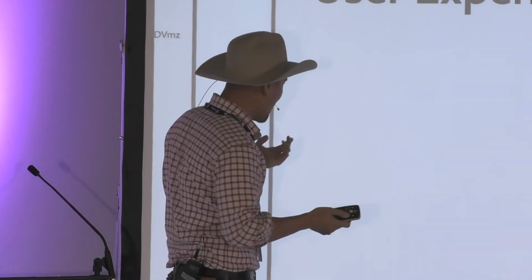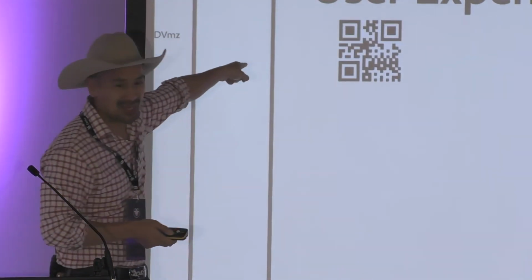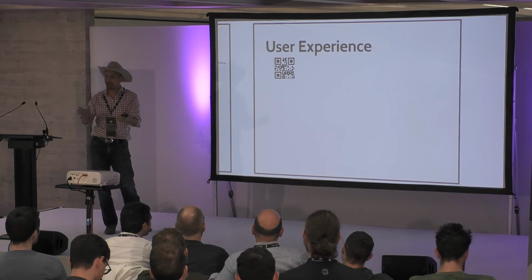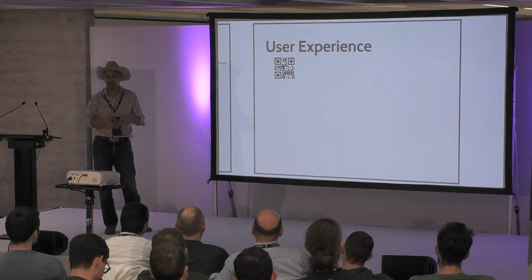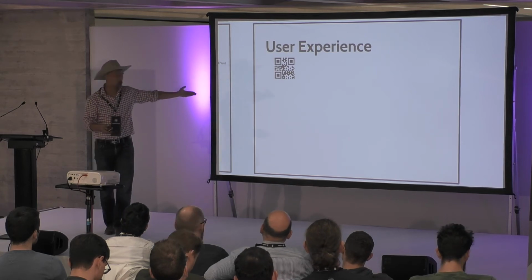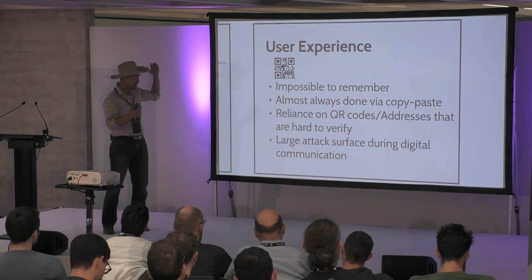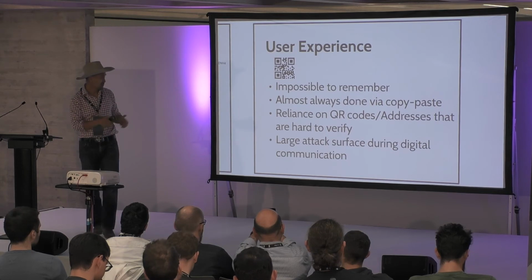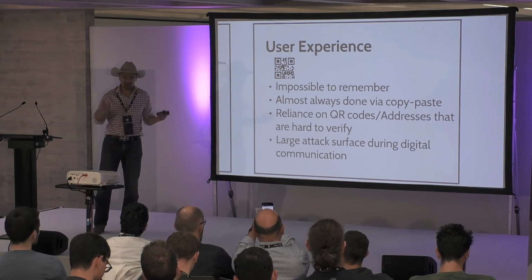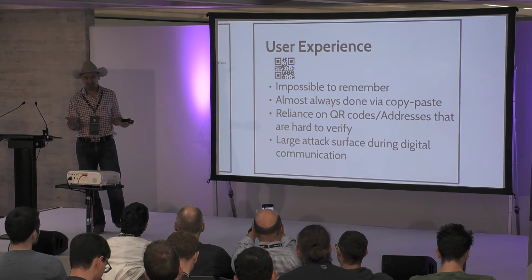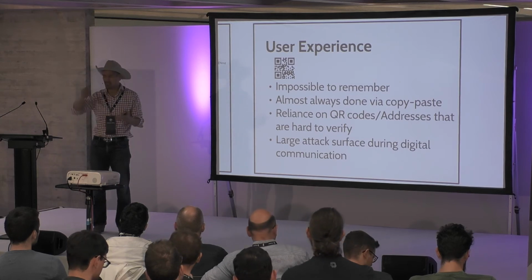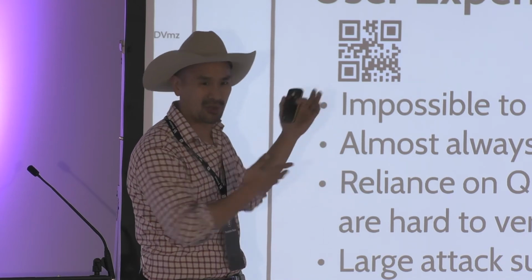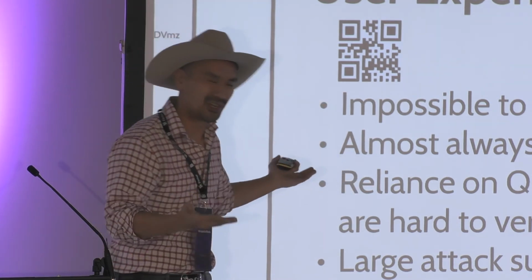All right, and as a result, the user experience kind of sucks, right? We rely a lot on QR codes because it's hard to remember. You can't write things down. So you end up having to encode a lot of that data into visual things like this. And because they're impossible to remember, and because you're always copying and pasting, you have to rely on that. And as a result, there's a larger attack surface, right? Anytime you do any digital communication, somebody might man-in-the-middle you and display a different QR code than your actual address. And are you going to be able to tell?